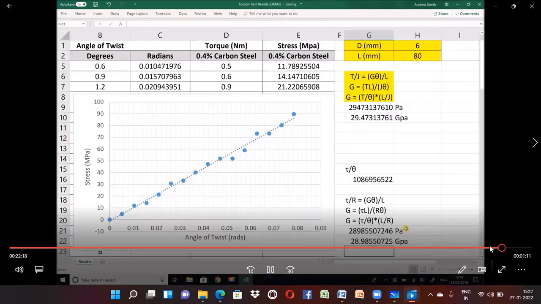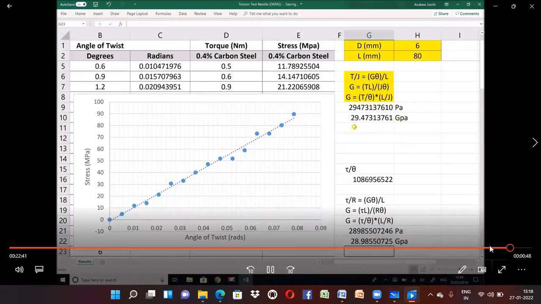So we've seen two different methods there. We plotted a graph of torque against angle of twist, found the gradient, and determined the G value using T over theta times L over J, which was just a manipulation of the general torsion equation. And we found that the modulus of rigidity of that material was 29.5 gigapascals.